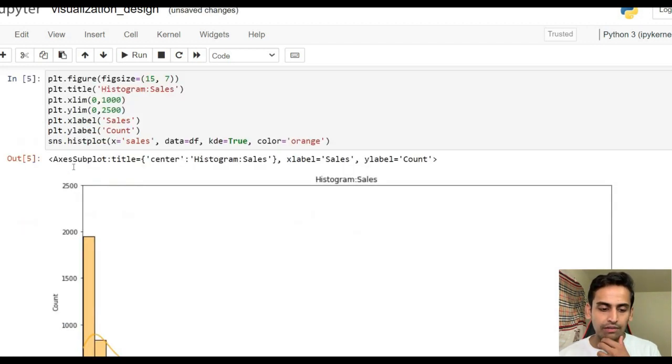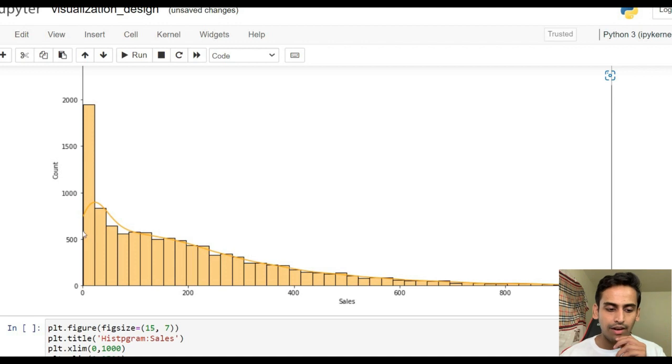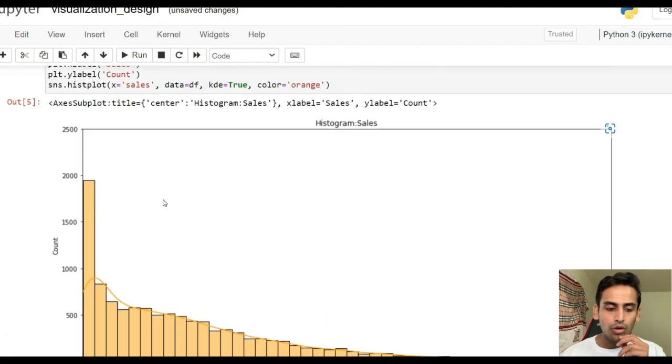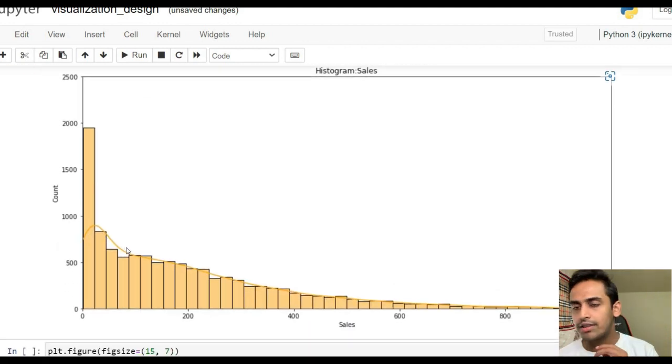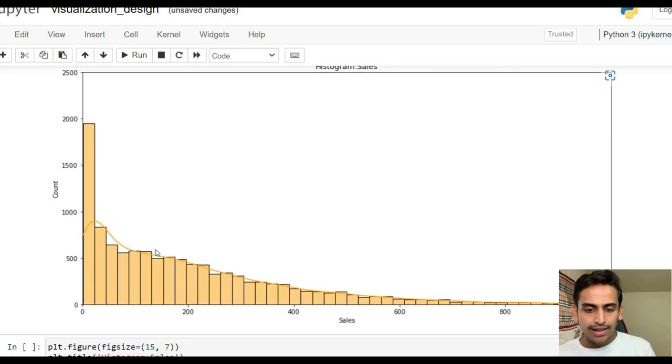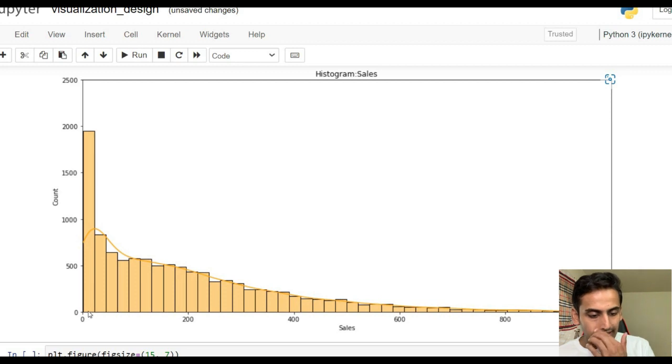So let me run it. And when I run it, I can see this graph. The kde equal to True gives this curve which I'm talking about. And now let's understand these ranges. The first bin starts from 0 and goes to maybe 25. I can see that whenever I have sales from 0 to 25, this happened around 2000 times.